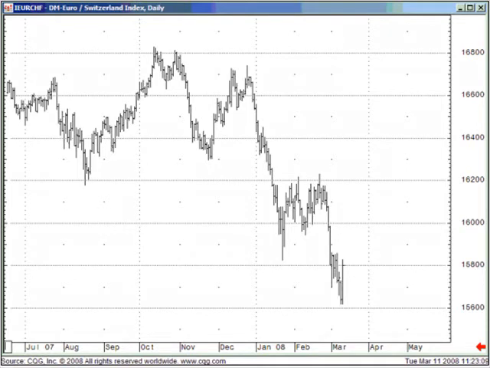I wanted to take this opportunity today to talk about expectation. I'm often asked at the end of a pattern, what can we expect? So today, I've taken the opportunity to look at this Euro-Swiss chart. You'll notice it's a daily chart.